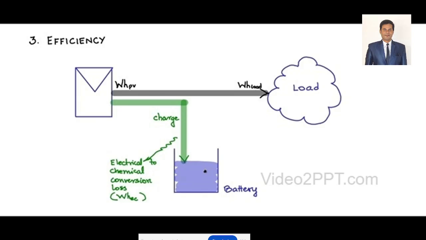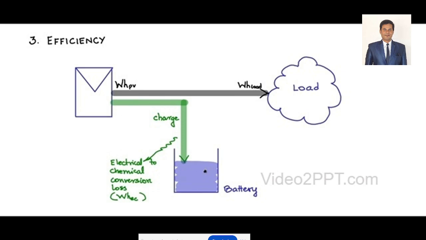If you see, there are a lot of losses, where the efficiency matters a lot. Efficiency is the total output to the input. What is the input actually? We are giving the input to the system, you are getting the output, and some losses are also there. So what are the losses during the conversions? During the electrical to chemical conversions, there are losses occurring.